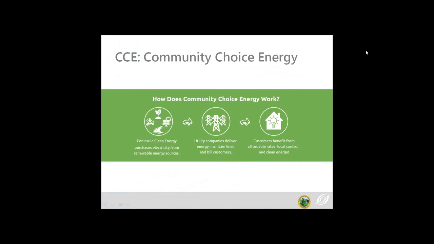And one of the things coming up now is community choice energy, a new program that you'll be hearing more about. It allows a local jurisdiction or group of jurisdictions to purchase energy from their own sources. It'll still come through the power lines of PG&E, and you'll still get a PG&E bill, but the sources could be purchased in other ways. It's a way of having more local control of the energy mix itself.